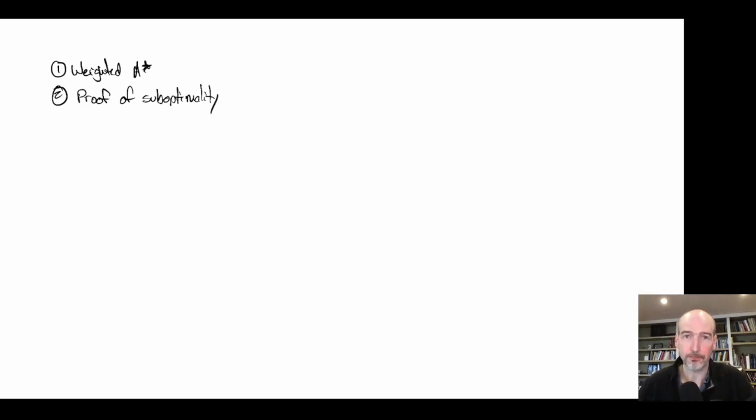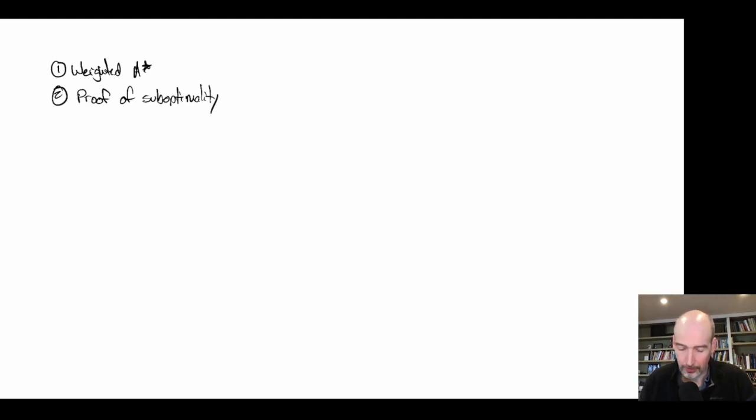So in this lecture, we're just going to be doing two things. Number one, we're going to be looking at weighted A star and a little bit of stuff around that. And number two, we'll be looking at a proof of suboptimality. We'd like to show what is the actual suboptimality we get from weighted A star.